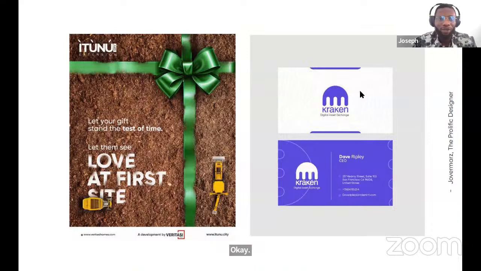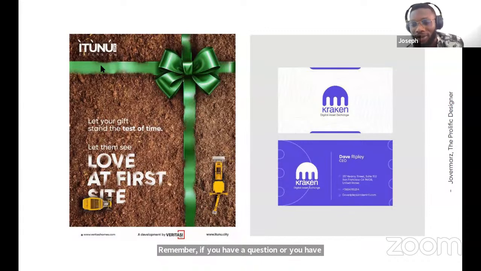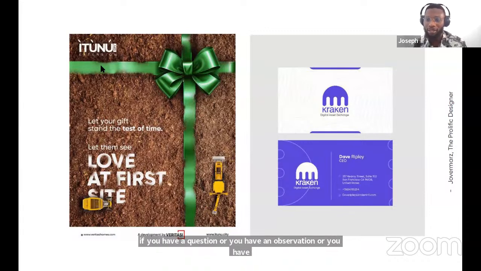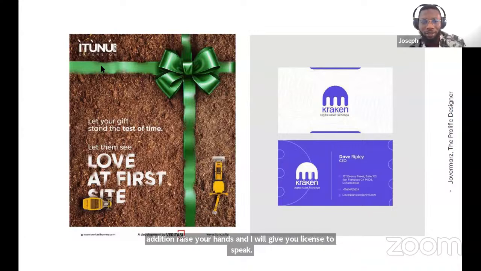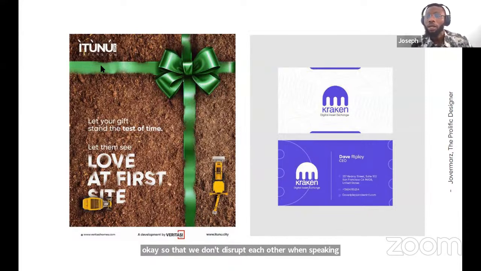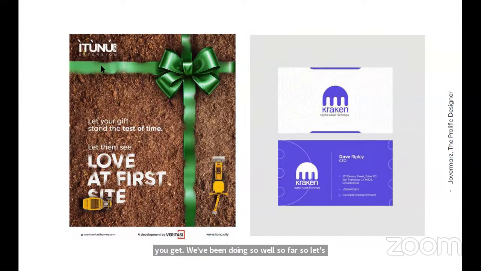Remember, if you have a question or you have an observation or you have an addition, raise your hands and I will give you license to speak, so that we don't disrupt each other when speaking. Do you get? We've been doing so well so far, so let's continue in that light. Adele, thank you, go ahead, please.